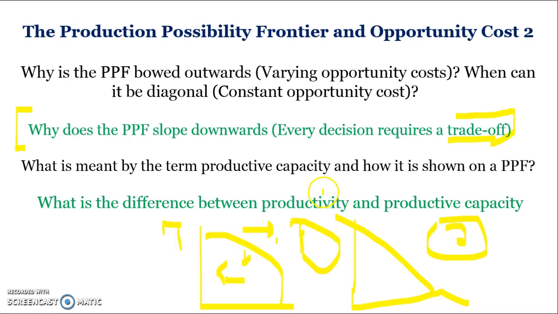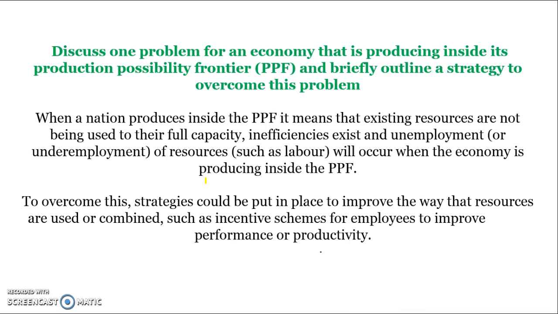We're going to look at the term productive capacity and how it's shown on the PPF, and also go into detail about the difference between productivity and productive capacity. So first of all, one problem for an economy that is producing inside its production possibility frontier, which we've talked about a bit in the past, and one strategy to overcome this problem. When a nation produces inside the PPF, it means that existing resources are not being used to their full capacity. So inefficiencies exist that could be due to high levels of unemployment or underemployment of resources such as labour.